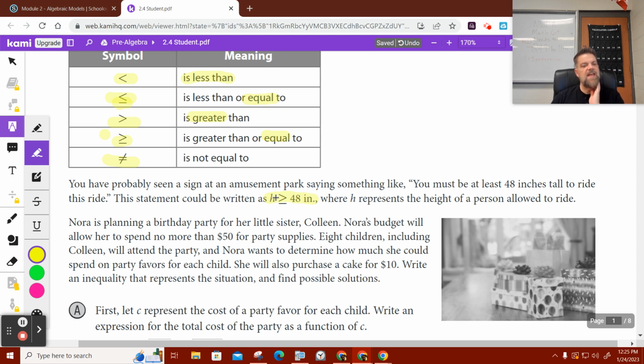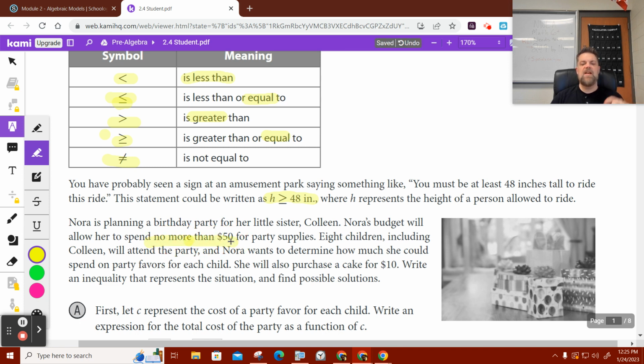Nora is planning a birthday party for her little sister, Colleen. Nora's budget will allow her to spend no more than $50 on party supplies. So we're going to say no more than 50.